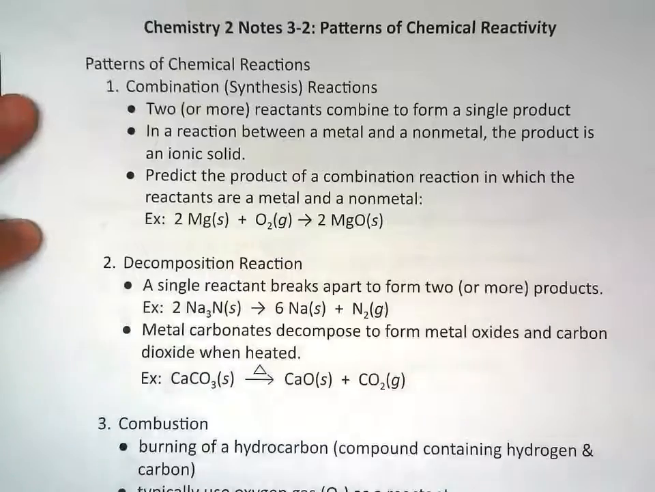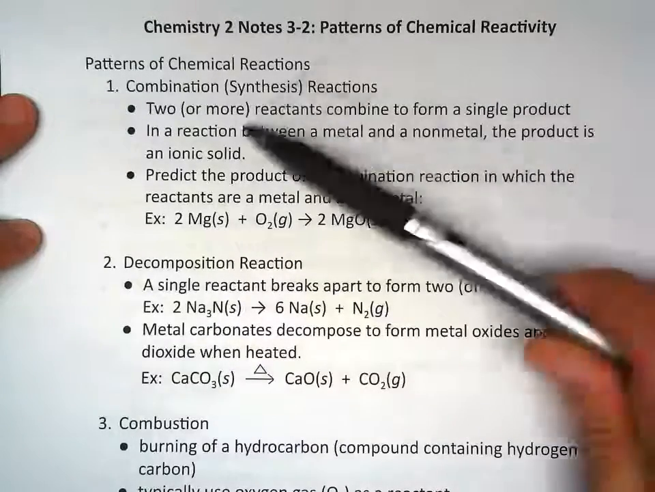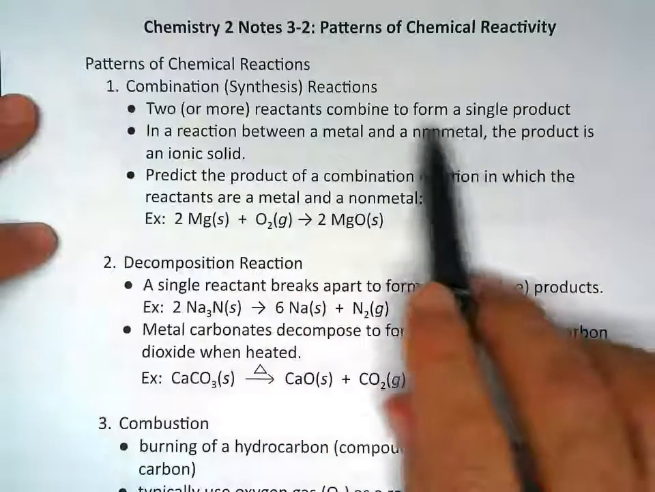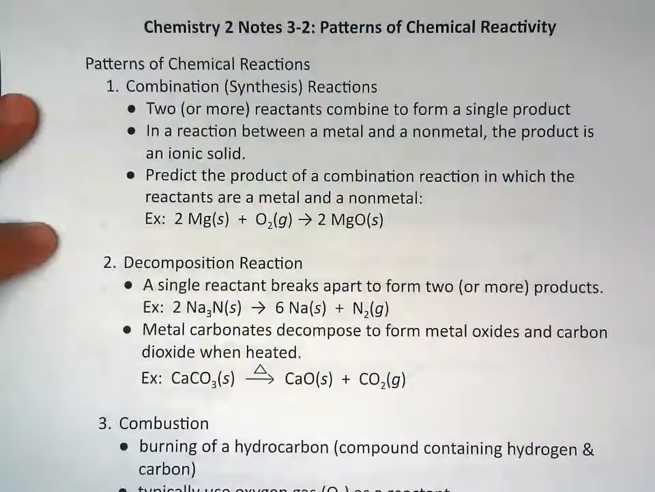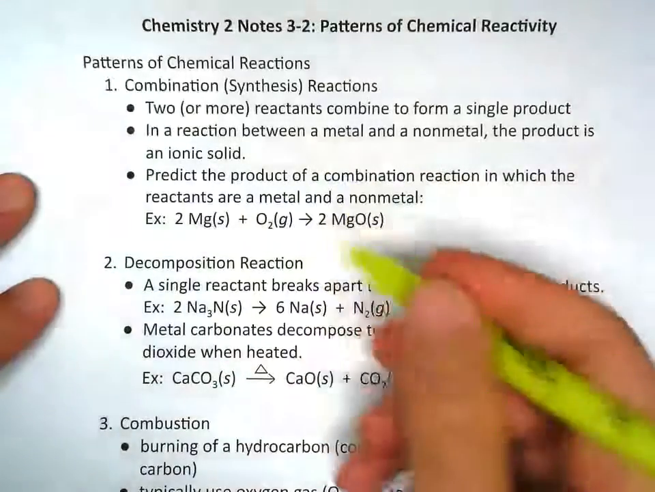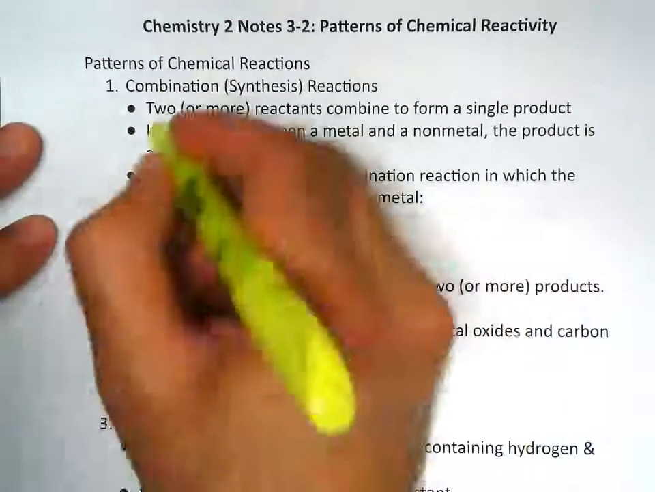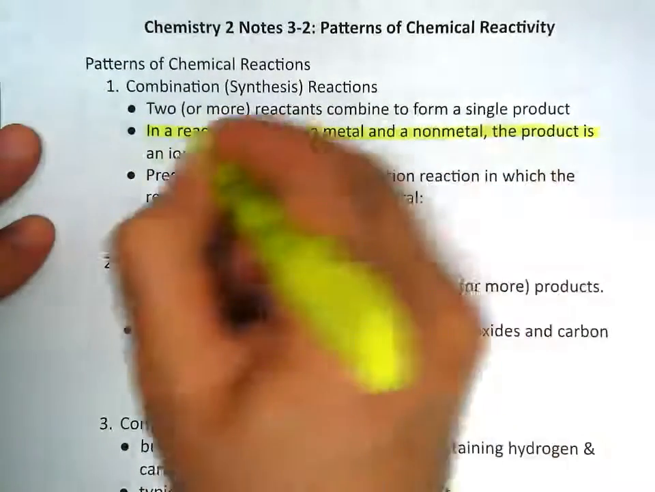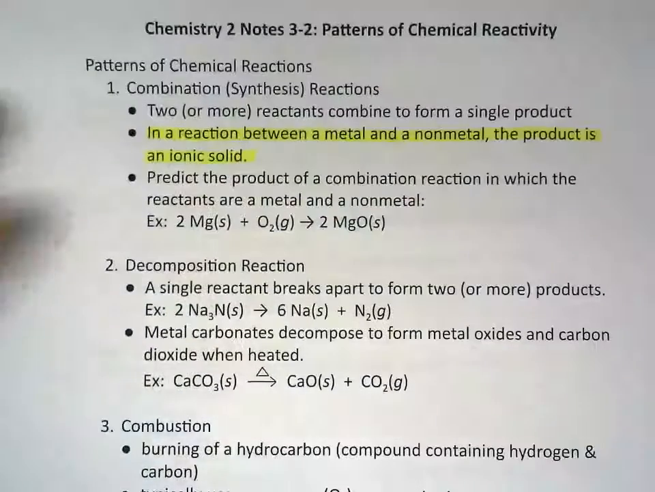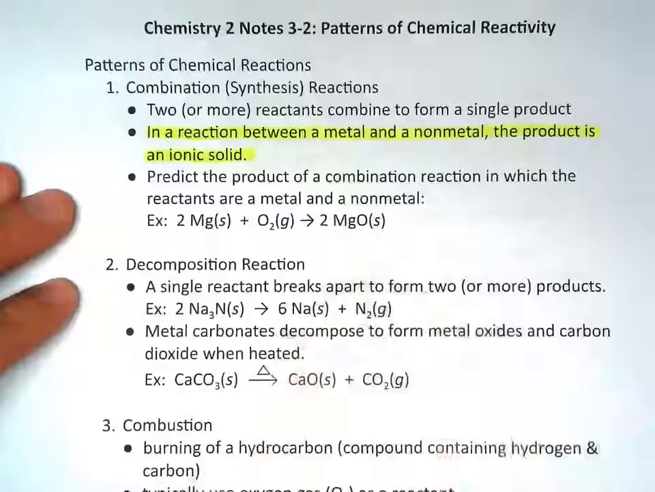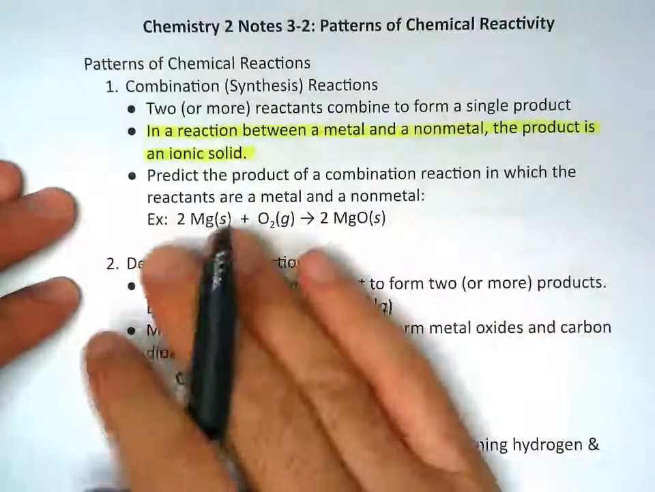Okay, so the first one is a combination or synthesis reaction. Two or more reactants combine to form a single product. Now, this part is something that we didn't really talk about in Chem 1. Okay, so in a reaction between a metal and a nonmetal, the product is an ionic solid. So we can actually use this to predict the product of a combination reaction.